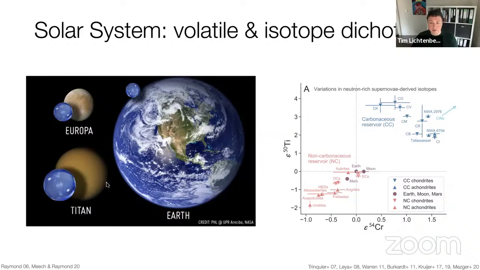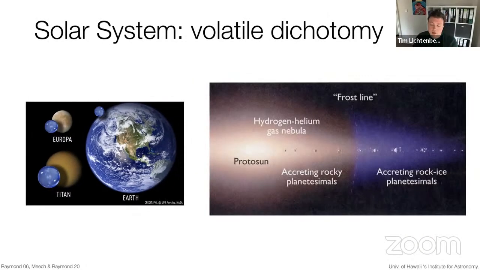Now, the general picture and the general idea, I would say historically already, is the idea of the frost or snow line, which during the protoplanetary disk stage separated, let's say, a dry part with accreting rocky planetesimals and a water-rich part with accreting rock-ice planetesimals. You can imagine them as kind of comets or cometesimals.